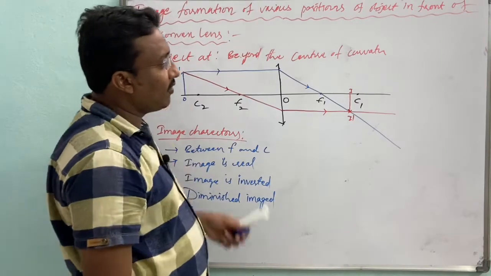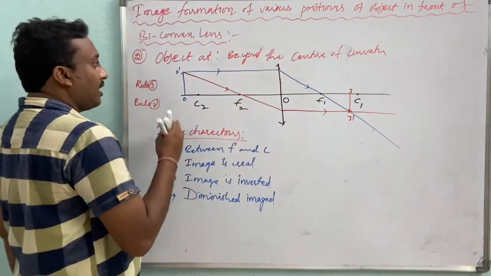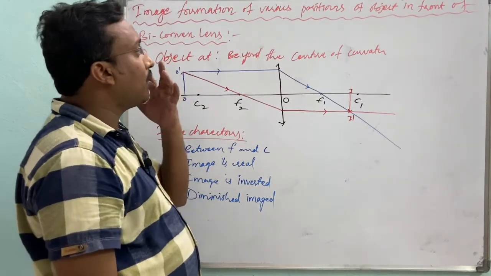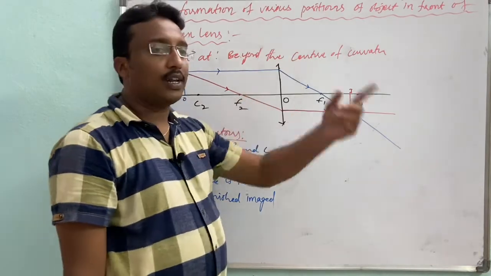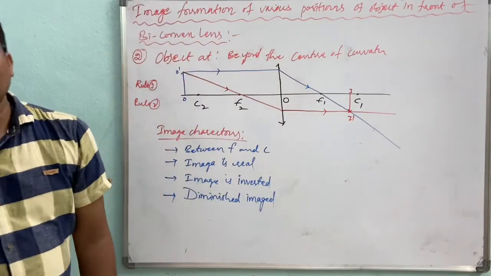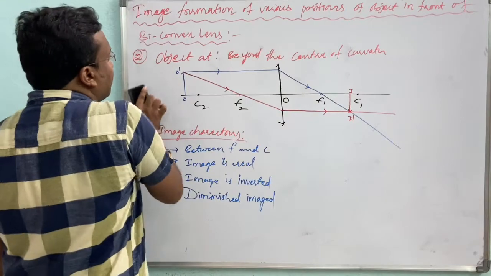Got it? We will get a diminished image. If you are, then you will get marks for 2 more questions. He will give the object position beyond the center of curvature, and you have to complete this ray diagram. You will get 1 more for characteristics, 1 mark, 2 marks. Easy to get or not? Right. Then this is the third situation.